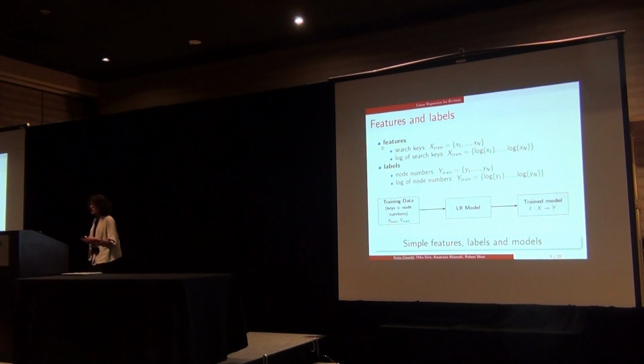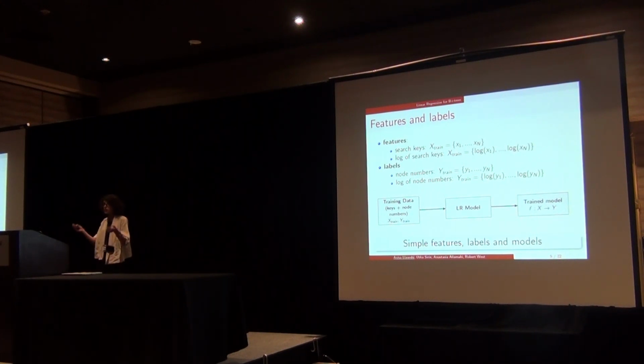We use different features and labels depending on the data distribution that we have in the B+tree. As features, we use simply the search keys, or the logarithm of the search keys. For labels, for our method to work, we need an identifier for each of the nodes in each level. So this has to be unique.